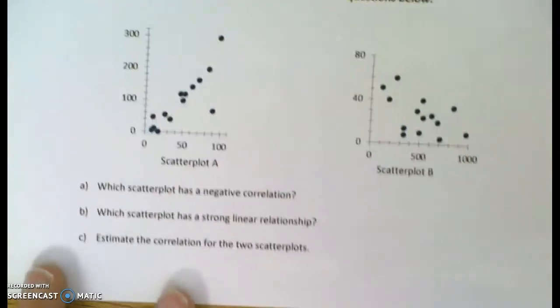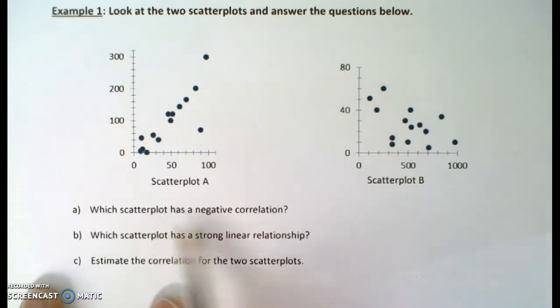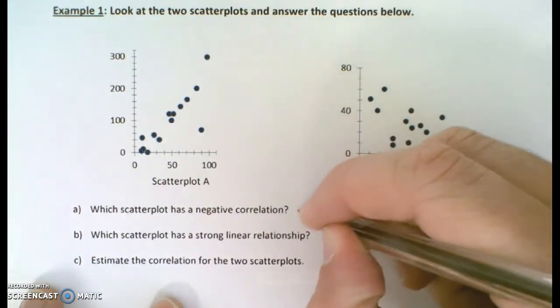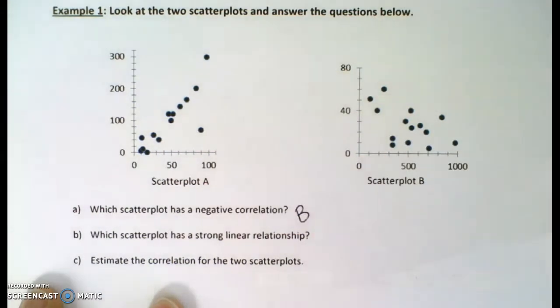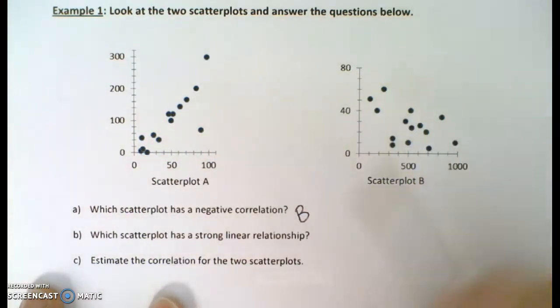Look at the two scatter plots below. Which scatter plot has the negative correlation? The negative correlation here is scatter plot B. Which scatter plot has a strong linear relationship? Which one has a more strong linear relationship? Is it going to be A or B?